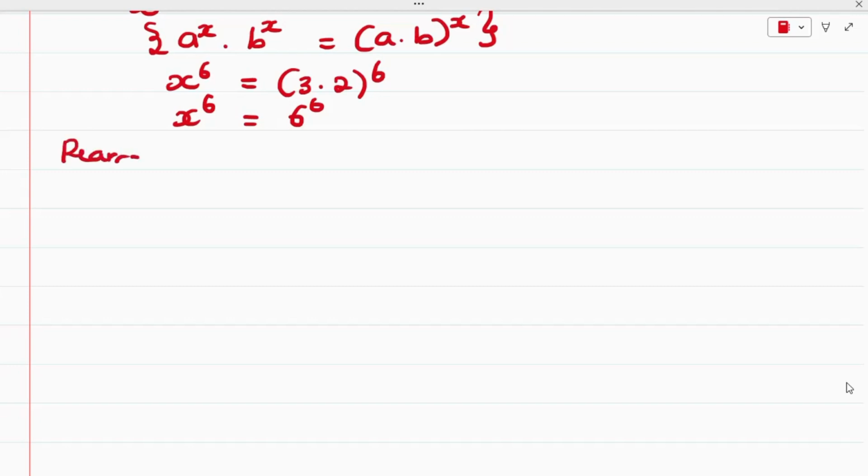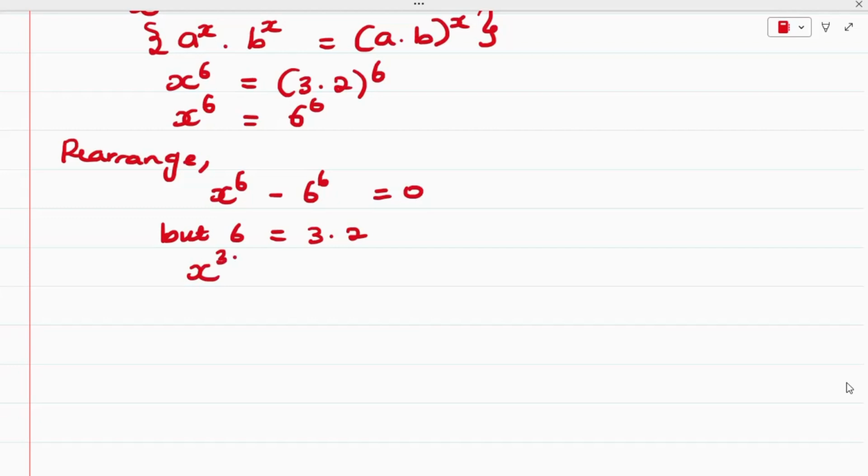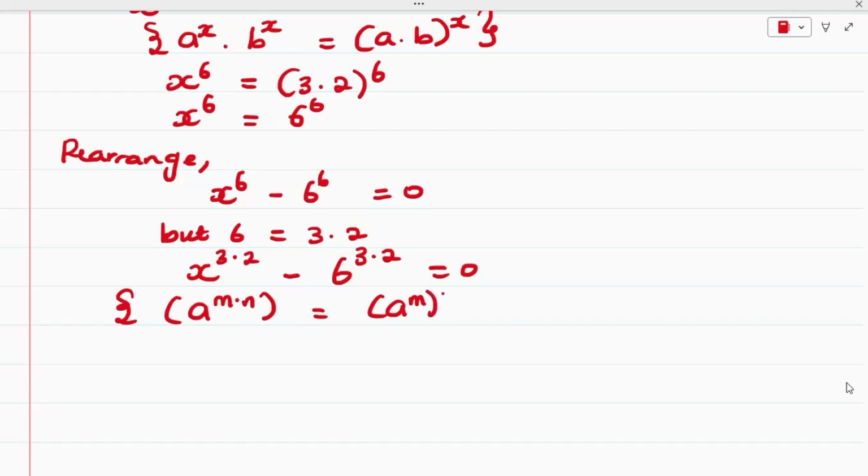The next thing we want to do is to simply rearrange and set this equation to 0. So we have x^6 minus 6^6, and this is equal to 0. But we know that 6 can be expressed as 3 multiplied by 2. So we have x^(3 multiplied by 2) minus 6^(3 multiplied by 2) is equal to 0. But from this property, a raised to the power of m multiplied by n can be written as (a^m) raised to the power of n.